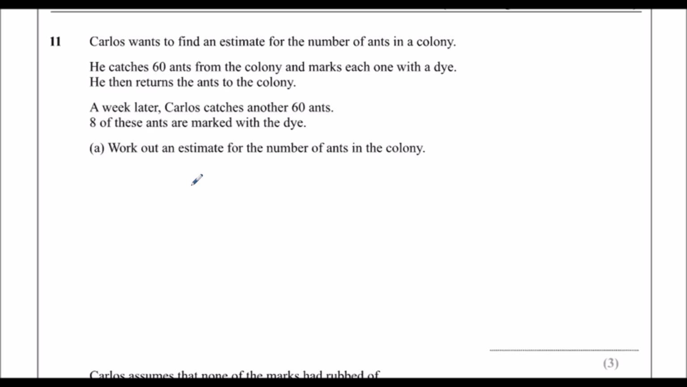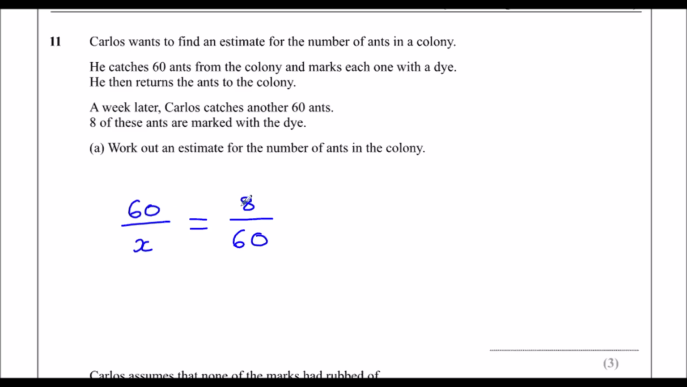So it can be written as an equivalent fractions question. So 60 out of all the ants, out of the total, were marked with the dye. And that's equivalent to, a week later, he caught 60 and 8 were marked with dye. So 8 out of 60. So these are equivalent fractions.